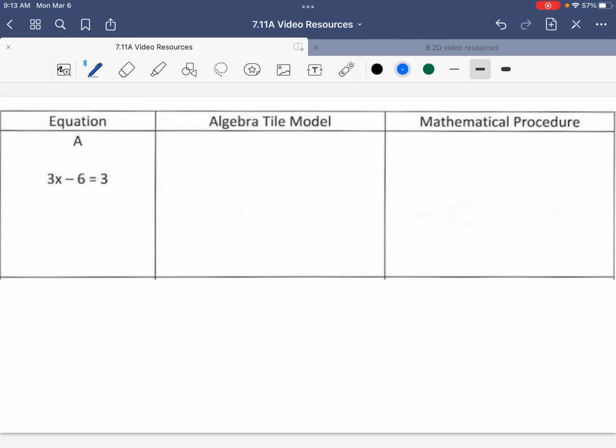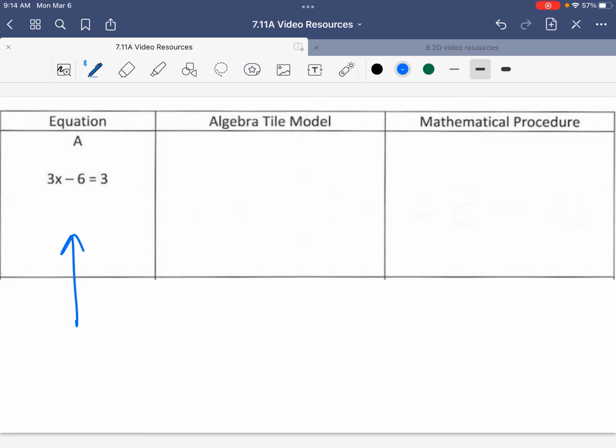Hey guys, today we are continuing to work on modeling and solving two-step, one-variable equations. And notice this time we're given the equation and they want us to model it and then represent the mathematical procedure or the algebraic steps.